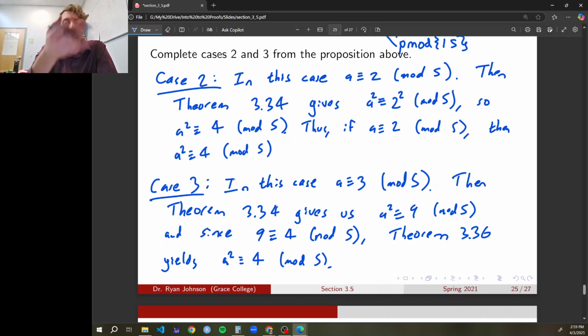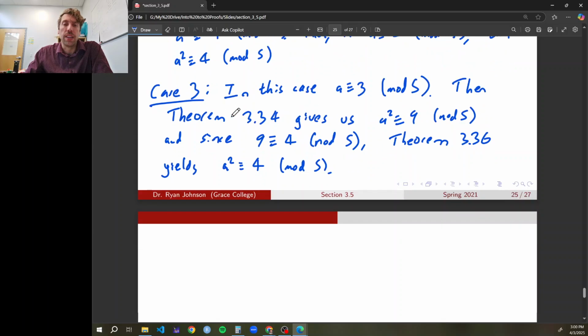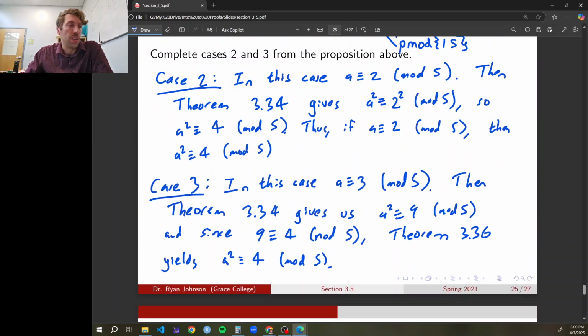And then I would write up a final sentence saying, having proven all 4 cases, we now see that if a is not equivalent to 0 mod 5, then a squared is equivalent to 1 or 4 mod 5. Okay, so that completes the last part of this section.